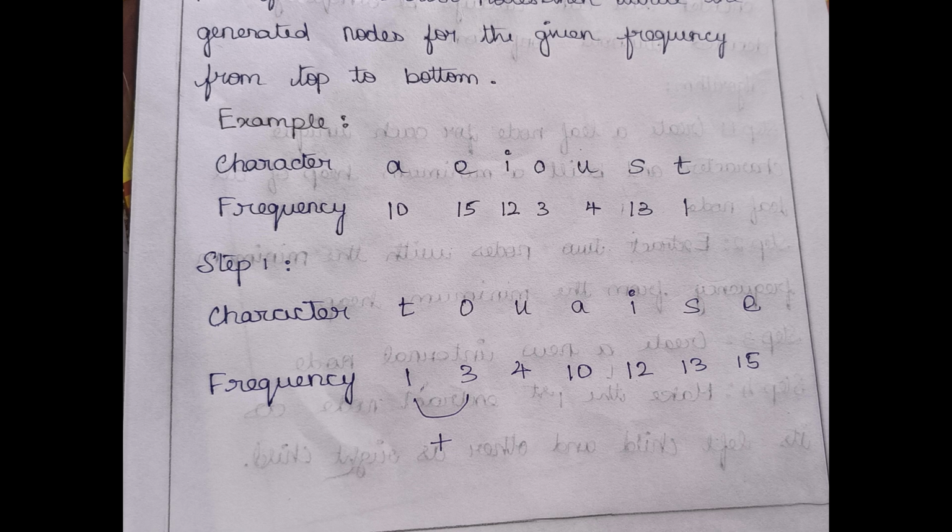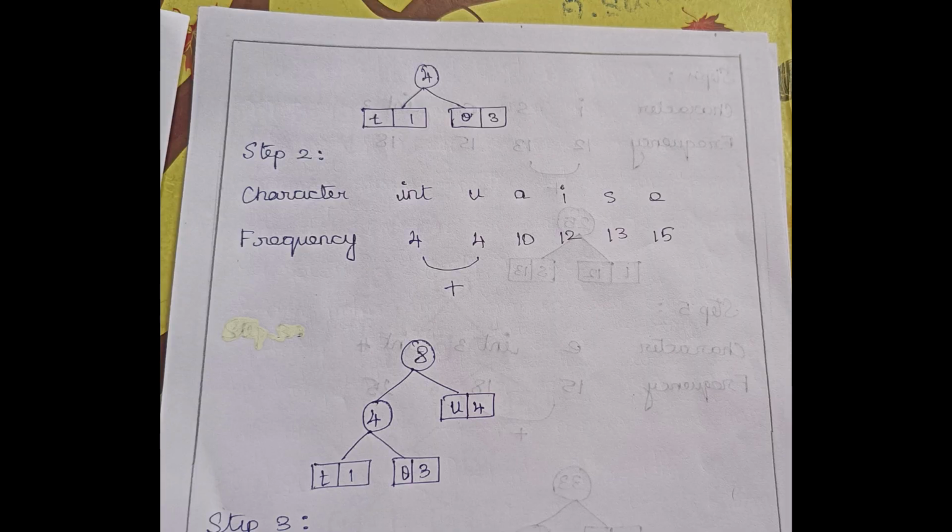Now the first step is to arrange those characters and frequencies in ascending order. After ascending, we have to add the first two characters and frequencies. After adding those two, we get 4, which is created as internal node 1. Now the left node is T with frequency 1 and the right node is O with frequency 3.